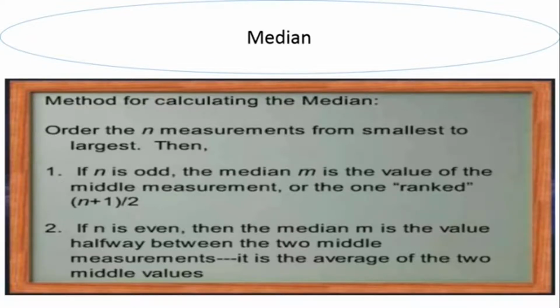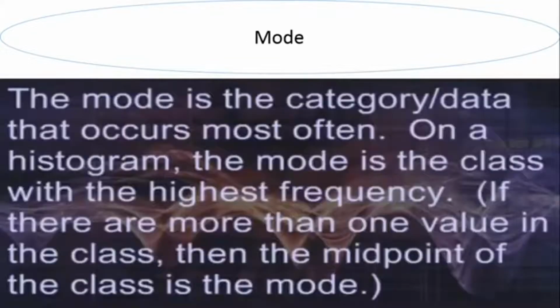If n is even, if you have an even number of observations, then the median m is the value halfway between the two middle measurements. It is the average of the two middle values. But the mode is the category of data that occurs most often. And on the histogram, the mode is the class with the highest frequency. If there is more than one value in the class, then the midpoint of the class is the mode.